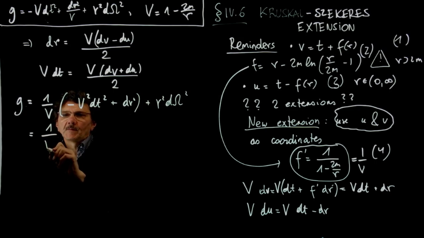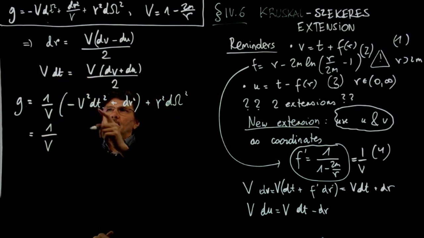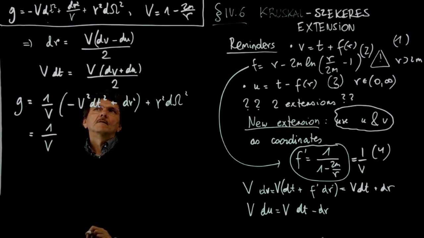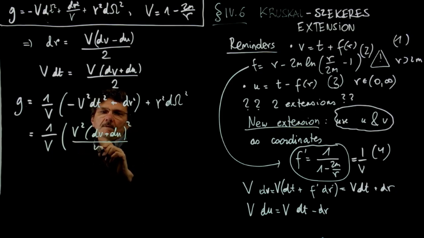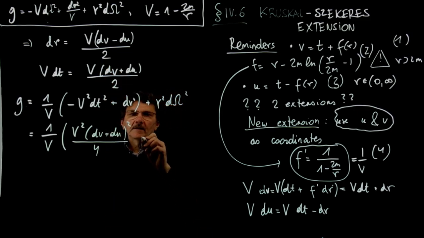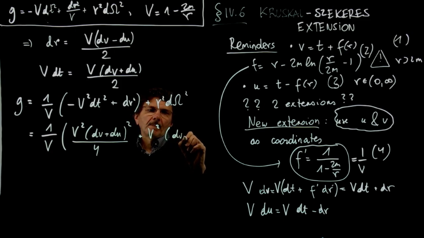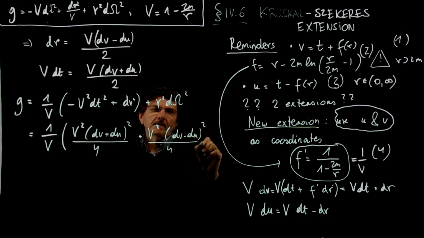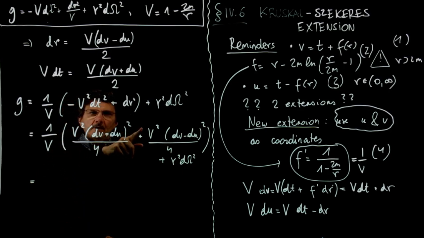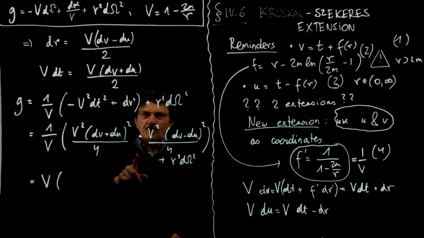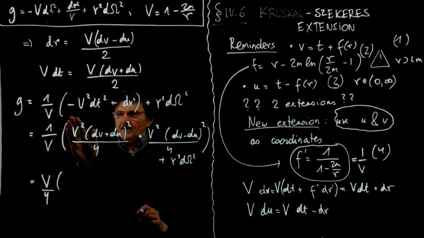So we have 1 over v. V square dt square is v square (dv plus du) square over 4. Dr square is again v square (dv minus du) square over 4. And there is an r square d omega square. So let's see. A v square times 1 over v, so there is a v. There's a 4. So I've gotten rid of this, and the squares.